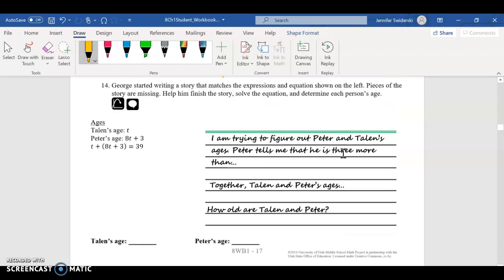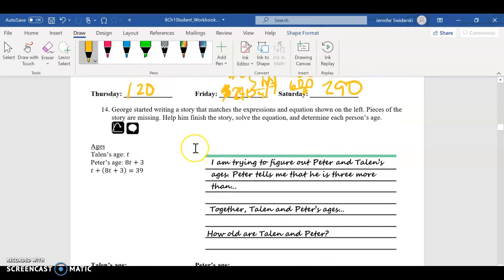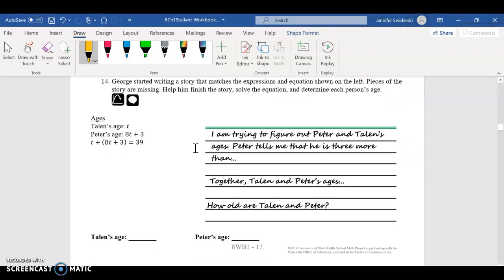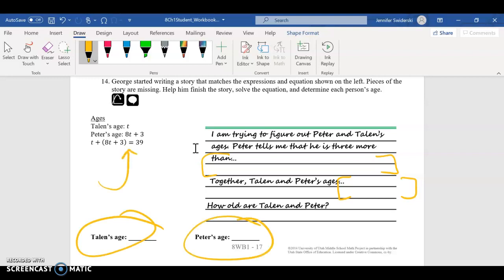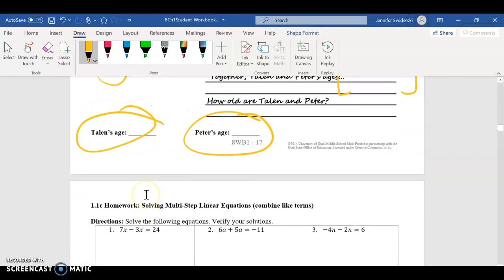All right. So here's what I'm going to have you do. Number 14: George started writing a story that matches the expressions and equations shown on the left. Pieces of the story are missing. Help them finish the story, solve the equation, and determine each person's age. So it says Talon is T, Peter is 8T plus 3, and T plus 8T plus 3 equals 39. What I want you to do is finish these statements in here, and solve the equation based on this information. All right, so that is what you're doing. That is 11C.